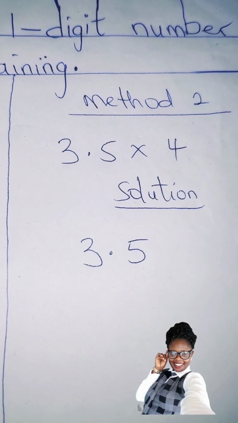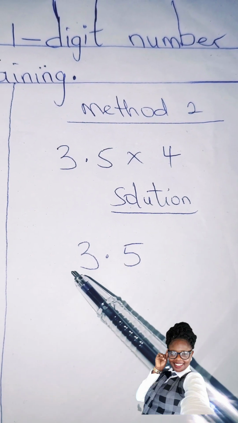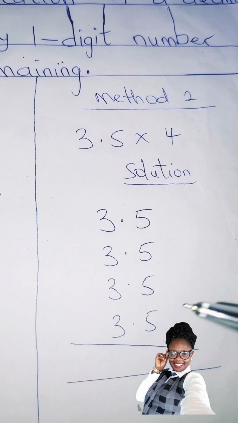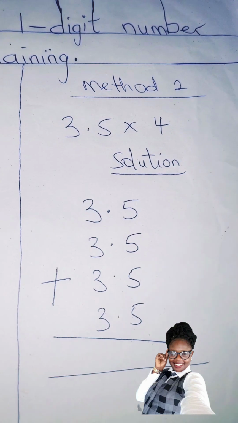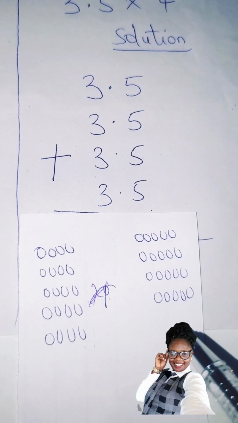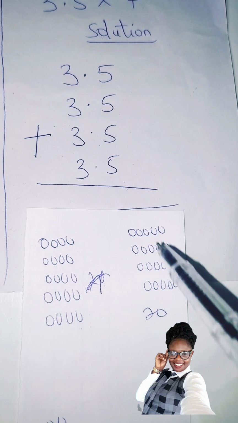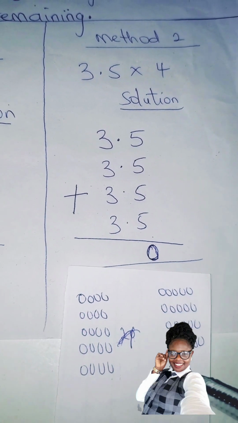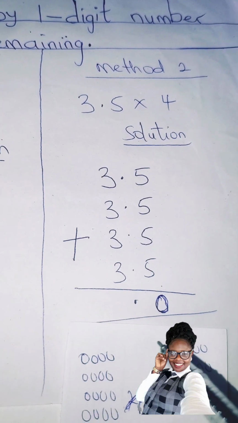And now to the second method, which is method 2. 3.5 times 4. Here is the solution. This 3.5, I'll repeat it 4 times. And this method is called repeated addition. I'll now put an addition sign here, just like this. Here, I'll count my 5 in 4 places, just like this, and add together. And my answer is 20. So the last digit here, which is 0, will be written here. I will cancel the 2 out here, like this, meaning I'm left with 2. I'll put my decimal point here, just like this.